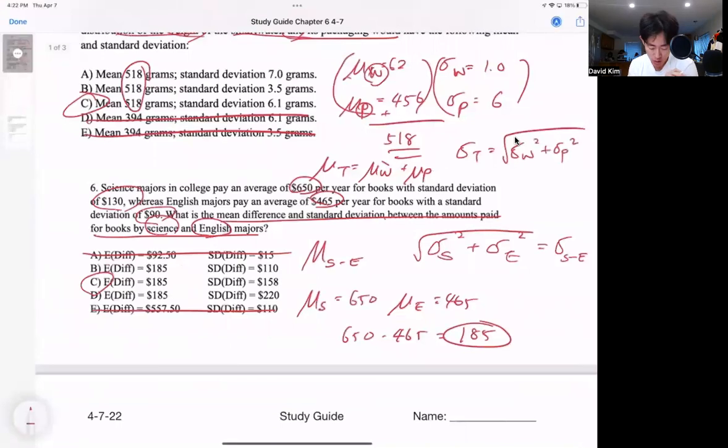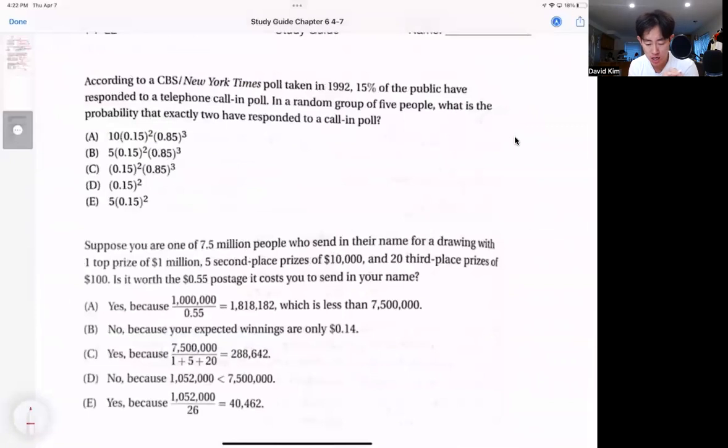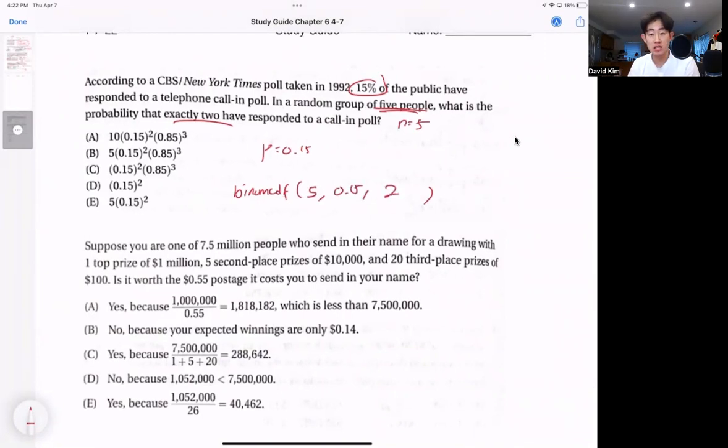All right, next question here would be, skipping the second page. According to CBS New York Times, 15%, so P is equal to 0.15. In a random group of 5 people, so that is the total number of trials here, exactly 2. This is actually going to be a binomial CDF question where the number of trials is fixed. We have a percentage of people who's actually going to respond. And then we want to find out that the value is exactly 2. I'm sorry, this should be a PDF, not a CDF question.